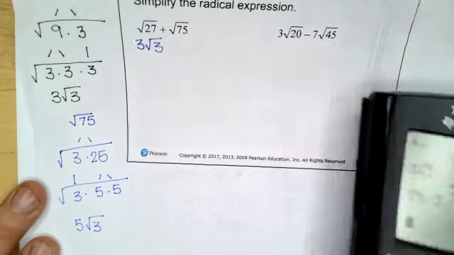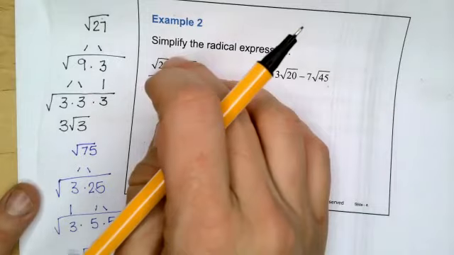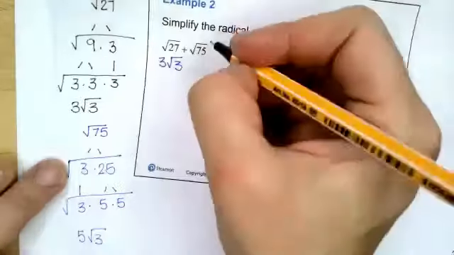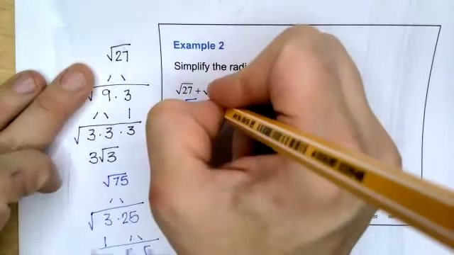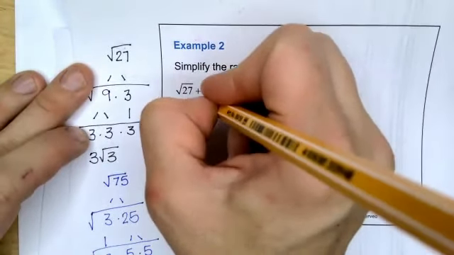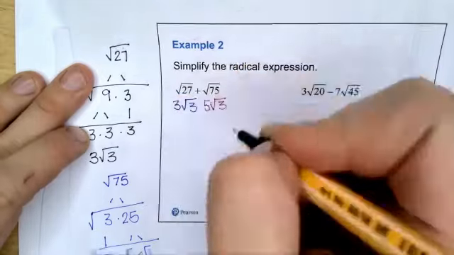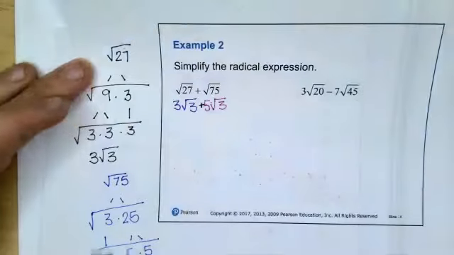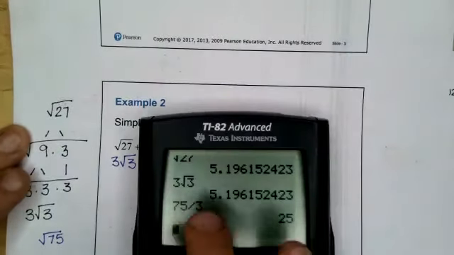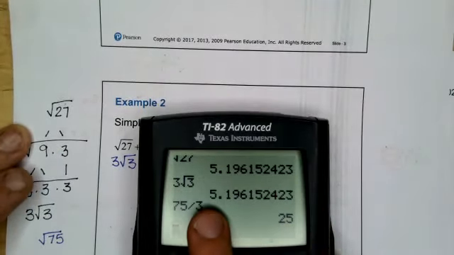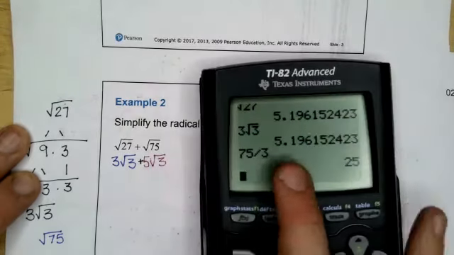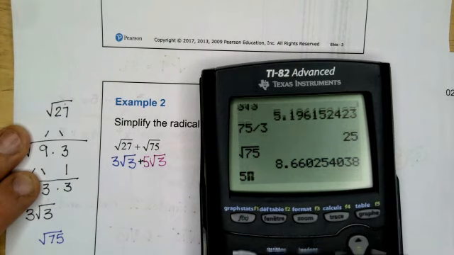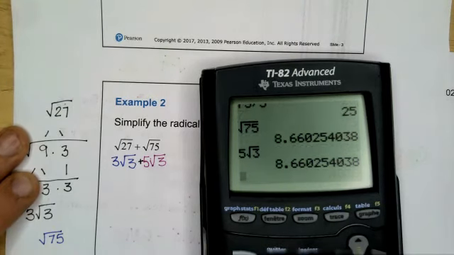So that becomes 5 square root 3, right? The square root of 27 becomes 3 square root of 3. The square root of 75 becomes 5 square root of 3. I wanted to put the plus like as a neutral color, but it doesn't matter. Good. And we checked it, right? We said the square root of 27 is the same decimal as 3 square root of 3. We can do it with 75. The square root of 75 and 5 square root of 3 are both 8.66.